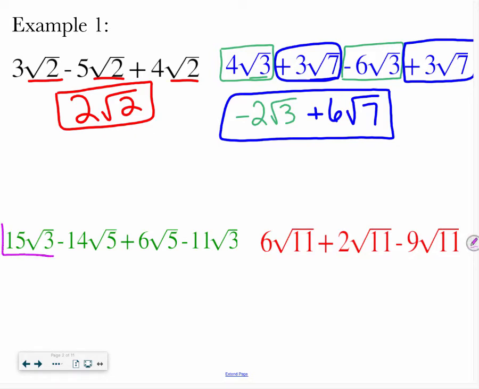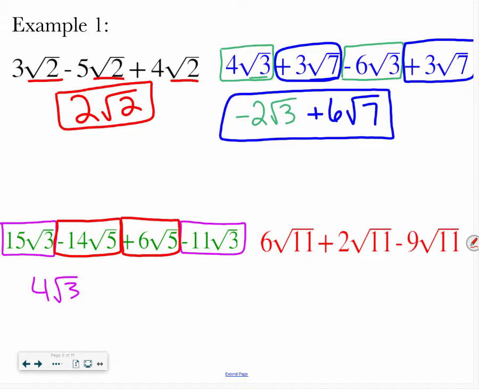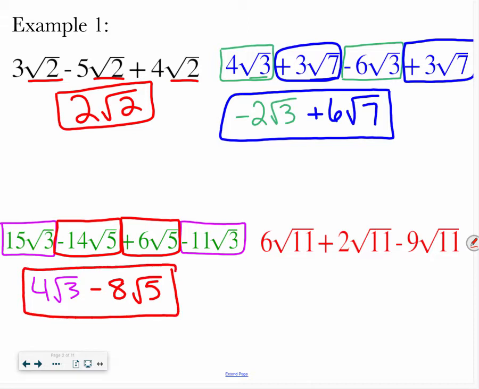Let's look at our next one. So I have 15 square roots of 3 and a negative 11 square root of 3. If I combine those, I have 4 square root of 3. Then I have a negative 14 square root of 5 and a positive 6 square root of 5. That works out to be a negative 8 square roots of 5. And I am done.